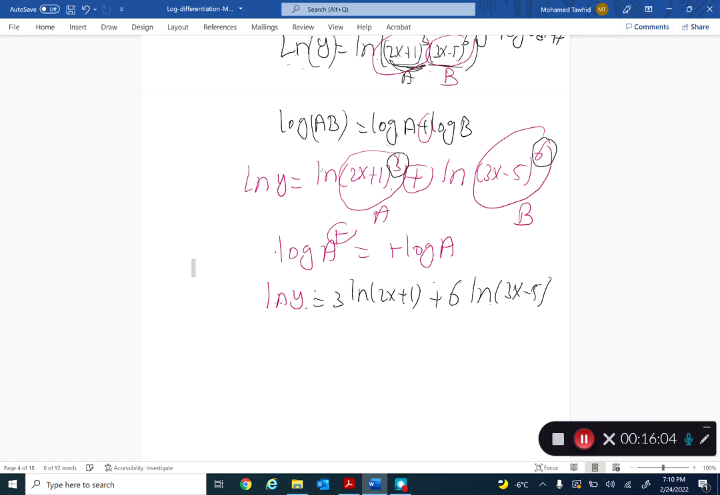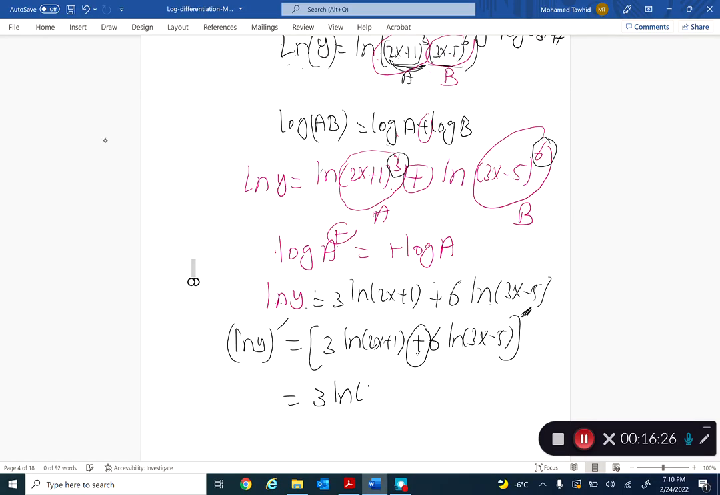Take the derivative of both sides. So I have to take the derivative of the left hand side and the derivative of the right hand side. So you have 3 ln (2x plus 1) plus 6 ln (3x minus 5), the whole thing prime. What do you have in the middle here, guys? You have plus. If you have plus in the middle, it means you take the derivative term by term. That is the first term, and that is the second term. So you take the derivative of the first term plus the derivative of the second term.